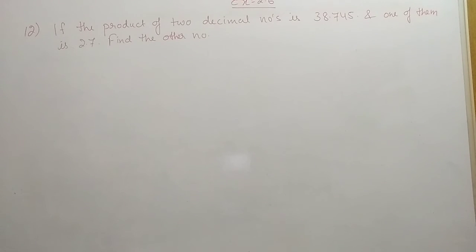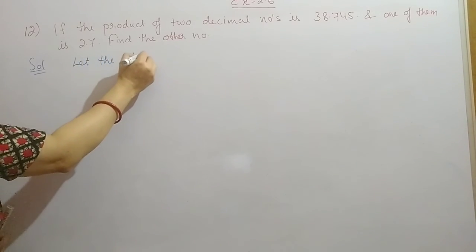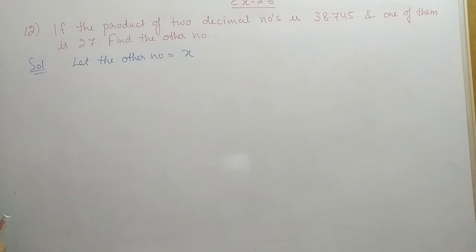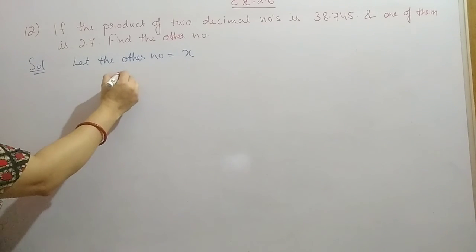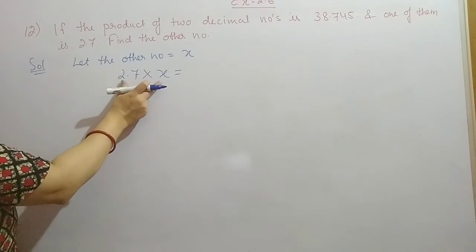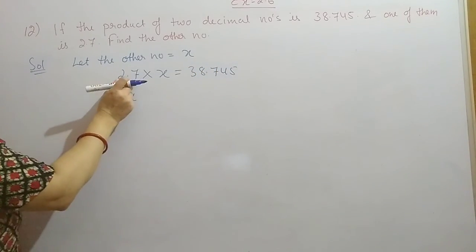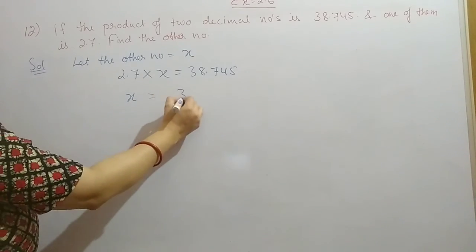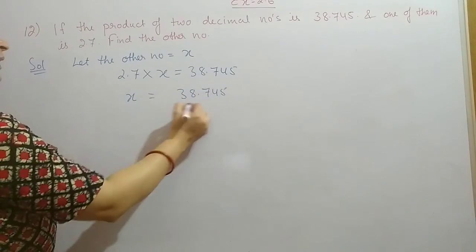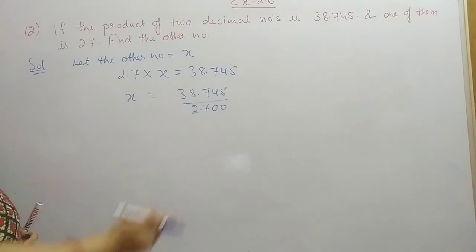Question number 12. If the product of two decimal numbers is 38.75 and one of them is 2.7, find the other number. So let the other number be x. Product of two numbers means we have to multiply. So one number is 2.7, another we have taken as x, and their multiplication is equal to 38.745. So this 2.7 shifts to the other side, it will go for division. 38.745 divided by 2.7. Change into like decimals, include 2 zeros. So 3 decimals, 3 decimals.